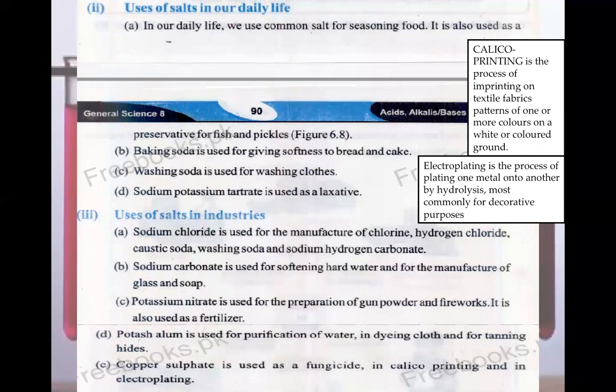Laxative is basically a chemical, a substance that is used to aid the excretion and increase the bowel movement. They are used to treat and prevent constipation.